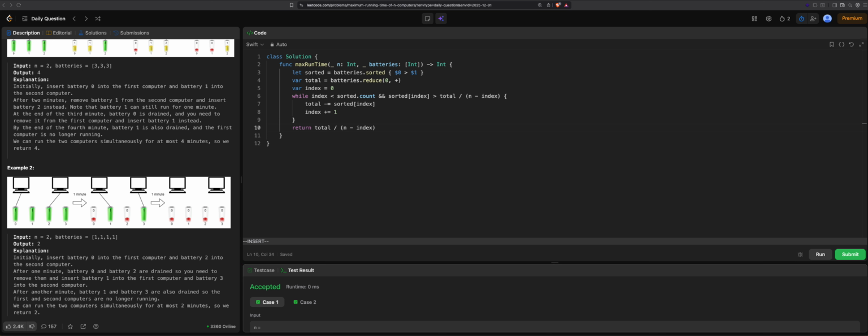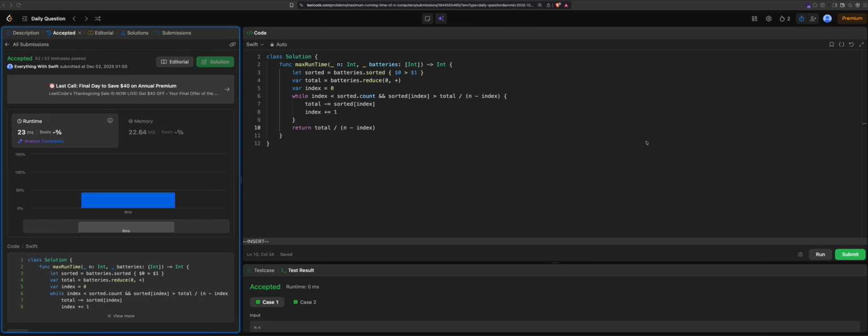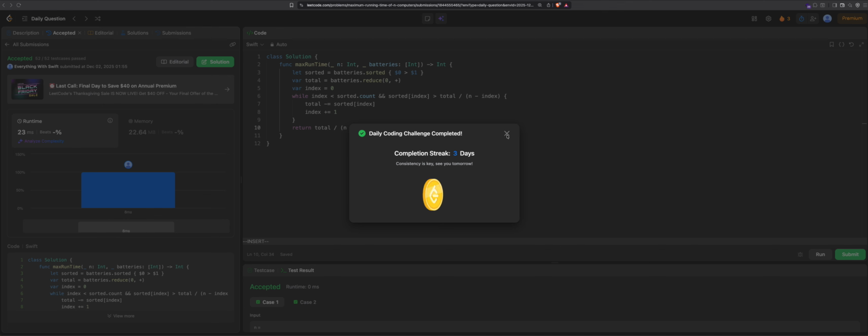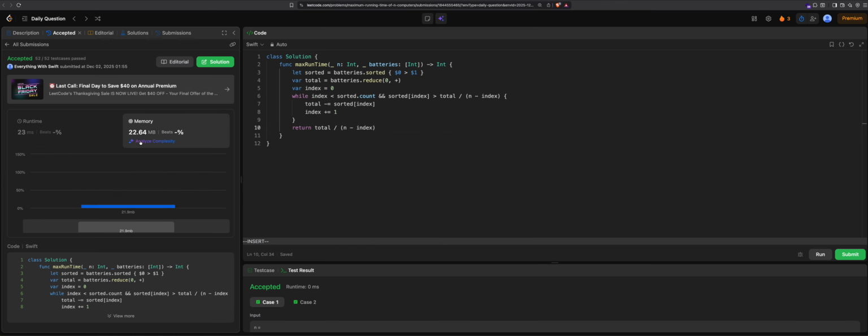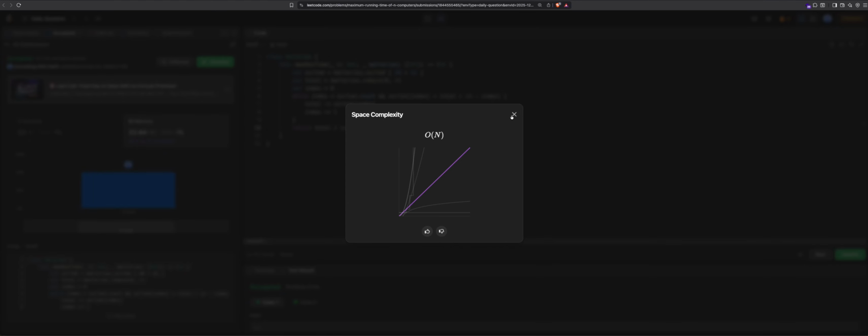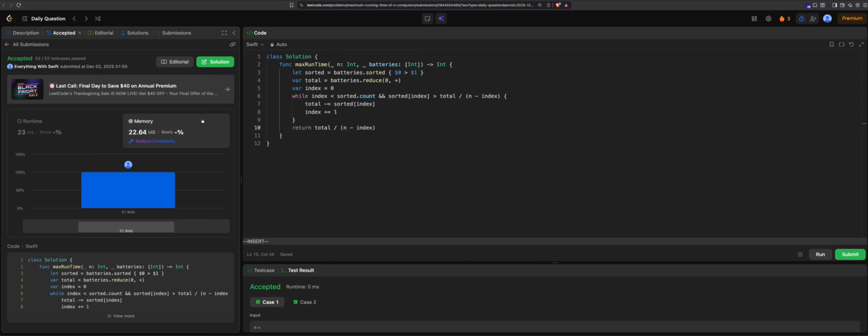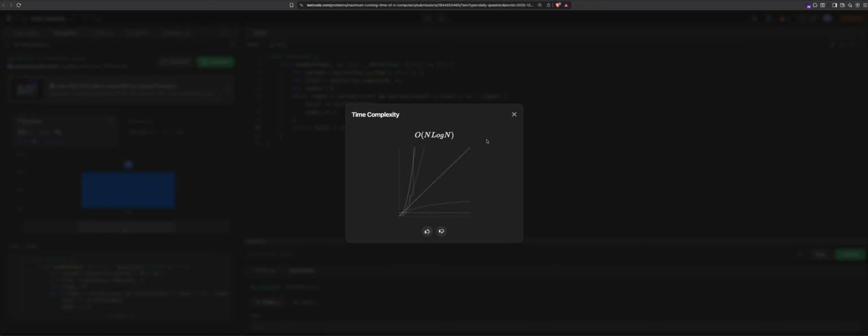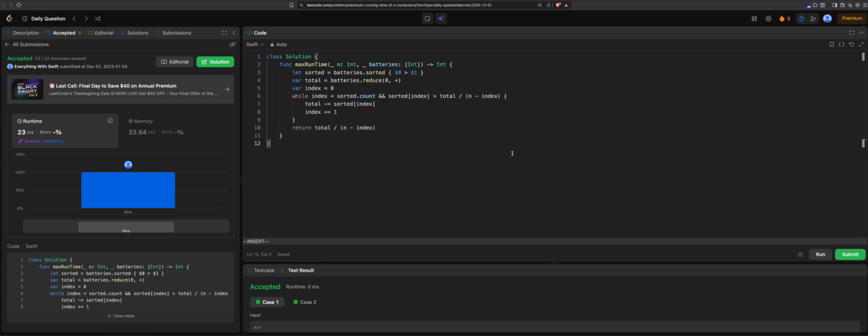If I am not wrong, the time complexity will be O of n log n, since we are using the sort here. Let's try to submit it. And then the space complexity will be O of n, since we don't use any extra memory. Let's check it out. So this is the space complexity, which is O of n, since we just iterate through the array, and the time complexity will be O of n log n. Yep, that's pretty much it, and see you in the next one. Bye.